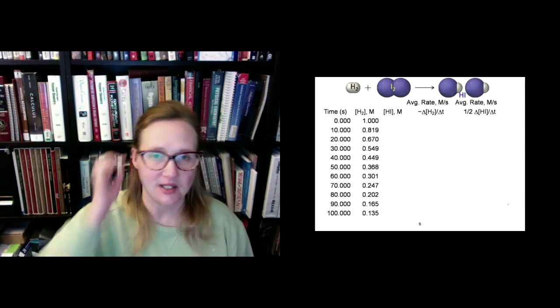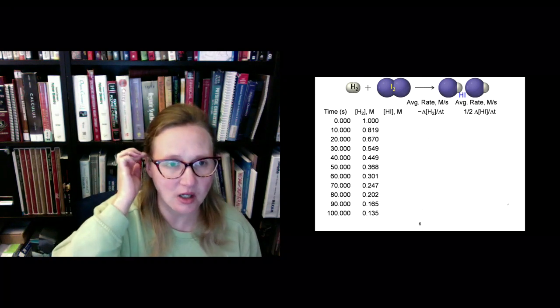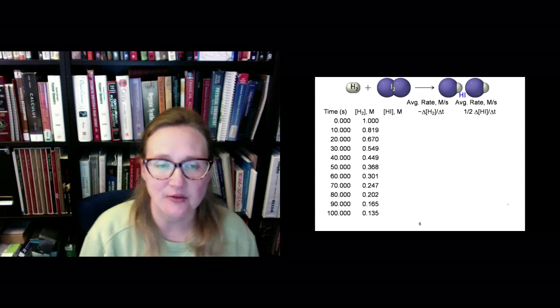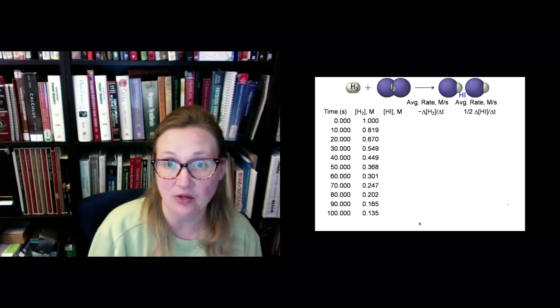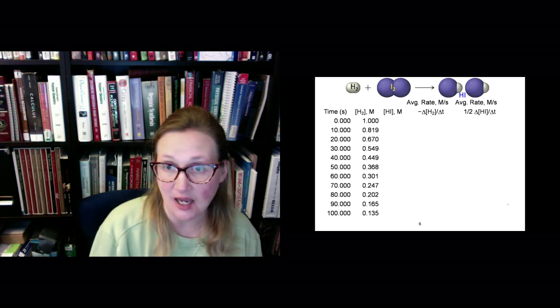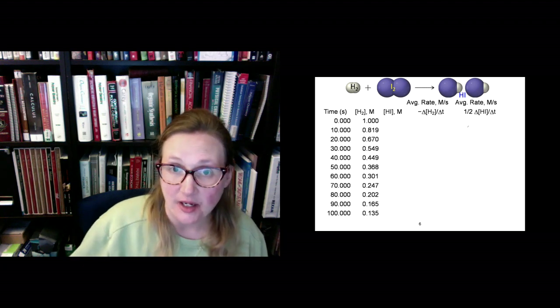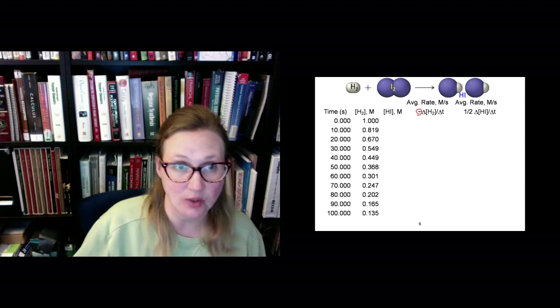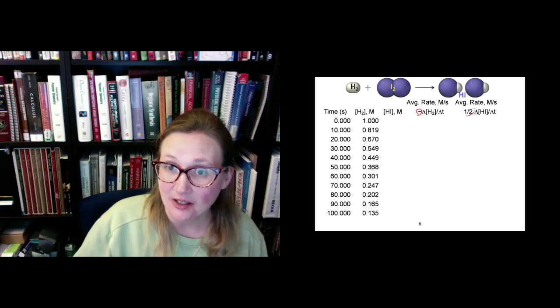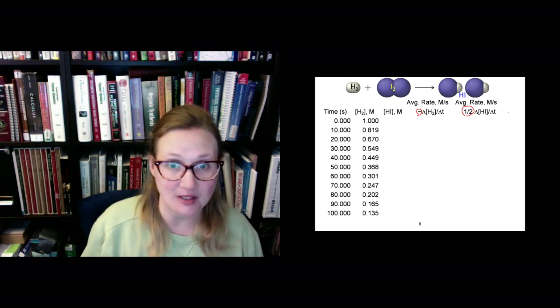Let's analyze our reaction. We're going to look at the concentration of hydrogen and how that affects the concentration of the production of hydrogen iodide. We're going to look at the average rate of the disappearance of hydrogen and the average rate of appearance of HI. Notice the negative sign here, that means it's going away. And notice here that stoichiometric coefficient. Because we're forming 2, we have to take 1/2 times that rate.